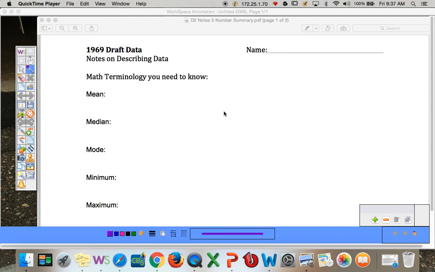Today we're going to learn some of the terms that you will need for this chapter where we're looking at describing data. So some of these terms you might recognize. The first one is mean. In math, mean means the average. And just a reminder, to find the average, you add up all the terms and then you divide by how many terms that you have.